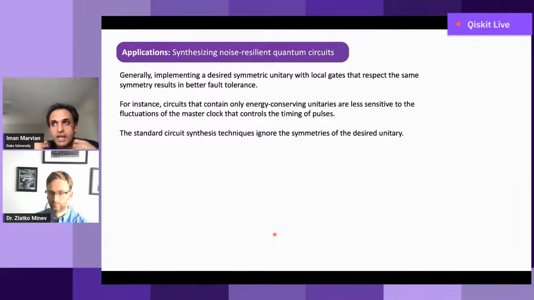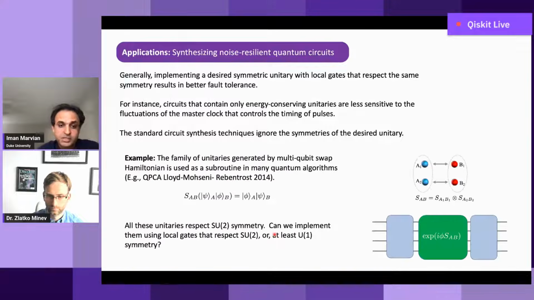So now the idea is, can we take advantage of these symmetries of a unitary or a subroutine that we want to implement in a quantum circuit, and find an implementation that is more robust against this kind of fluctuations? So the standard circuit synthesis techniques ignore these symmetries. You just decompose a desired unitary transformation to a set of CNOT, Hadamard, T-gate, but the question is how we can take advantage of these symmetries.